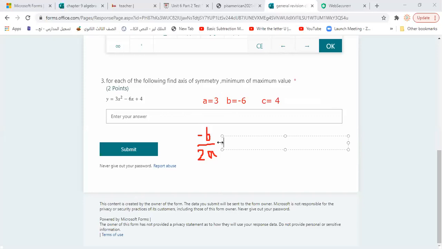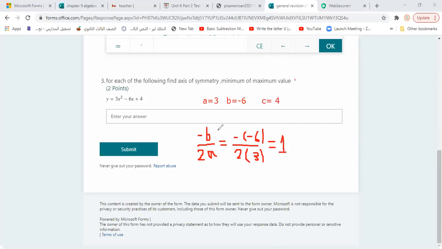It will be, we said, equal to negative b over 2a, right? Then negative b over 2a will be equal to, we will start to substitute, negative -6 over 2 times a, and a equals 3. So as you said, we have equal 1, right? So the axis of symmetry now is 1.